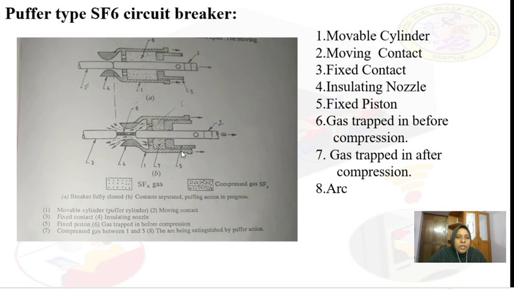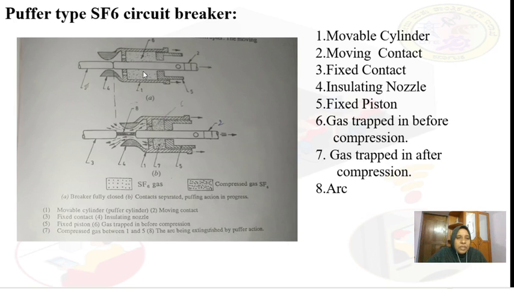Then the fifth one is your fixed piston. That means this contact is moving, whereas this piston is fixed on this moving contact. This cannot move. Only the moving contact can move. When it moves, along with it, it will move here and there. So this is a fixed piston which is placed on a moving contact.